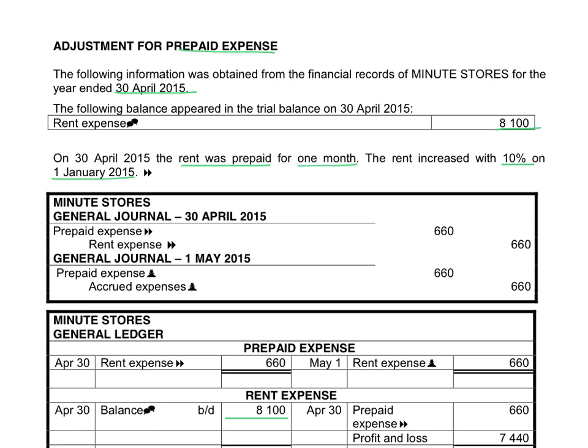Take into account that the end of the financial year is 30 April, so the opening date for the previous financial year was 1 May 2014. And then in the calculation, you must also take into account that the increase was on 1 January 2015.